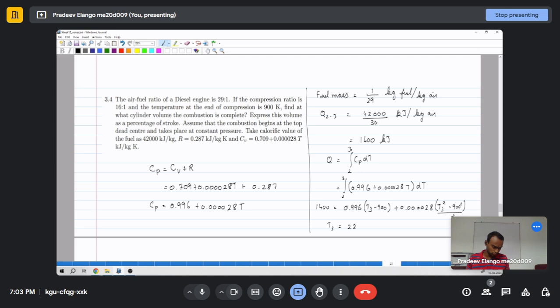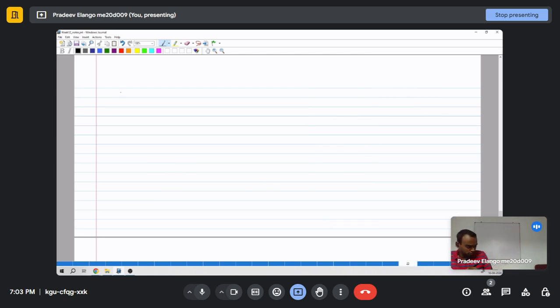So T3 is 2246. In this process, V3 is equal to T3 by T2 into V2. So this is 2246 divided by 900, that is 2.495 V2. We need to express this as a percentage of stroke.